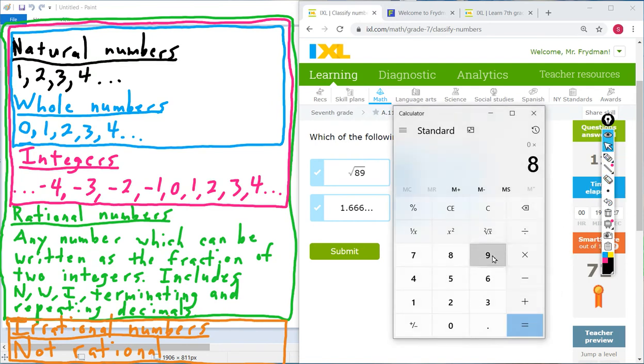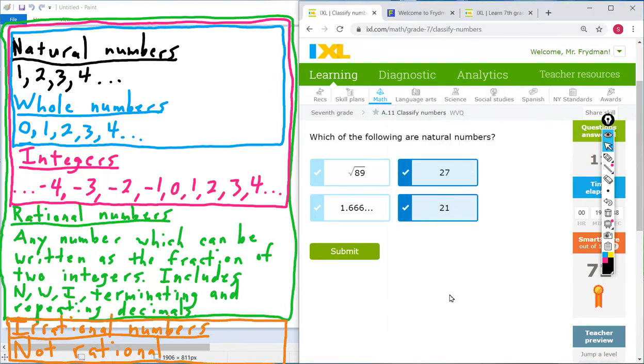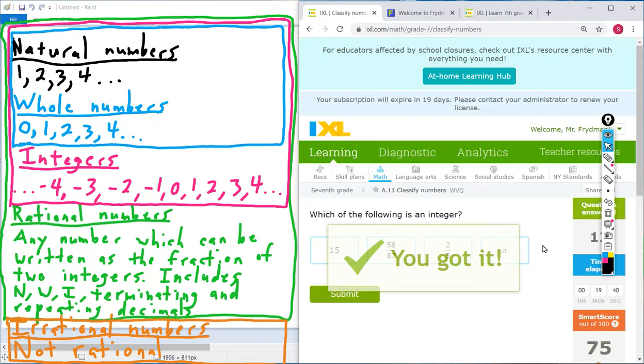You can check that here. The square root of 89 gives us this very messy decimal here. Clearly not a nice natural number. So these are the only two natural numbers, and we'll click Submit there.